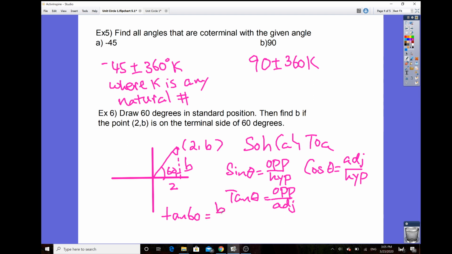So tangent of 60 degrees equals b over 2. The ratio for tangent of 60 is root 3, which is root 3 over 1. So that equals b over 2, and then you cross multiply, so b equals root 3 times 2, which is 2 root 3.